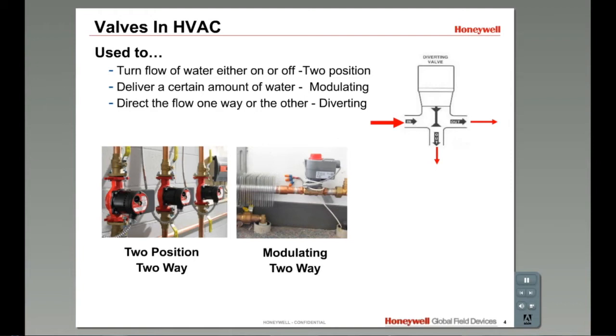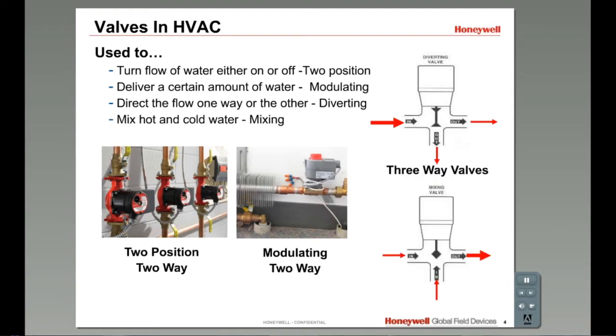Diverting valves have one inlet and two outlets and direct the flow of water one way or the other. These may be used to send water or divert water around a device. Mixing valves have two inlets and one outlet. Often they will take hot or cold water in and deliver warm water out at a certain temperature.